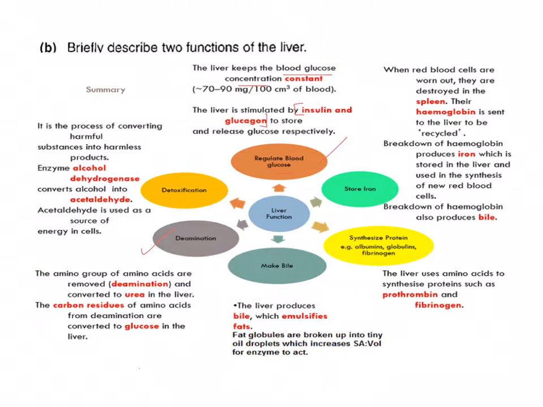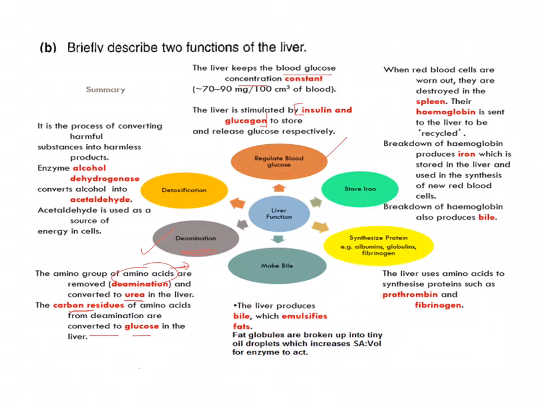For deamination, we're most concerned with removing the amino group because that's the part that's going to convert to toxic ammonia, but is eventually converted to urea, which is something less toxic, and is removed through the urine via excretion. So the carbon part, which is carboxyl part of the amino acid, can be converted to glucose and used again. And we know that excess glucose is stored as glycogen.